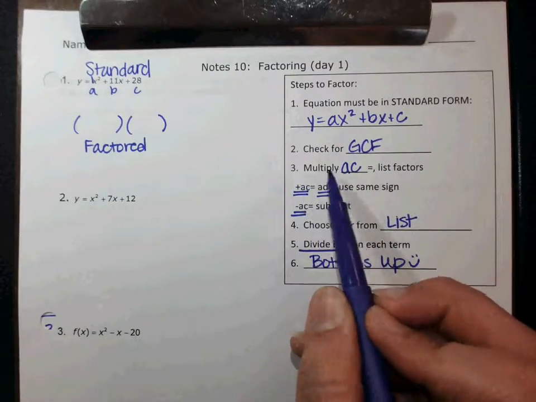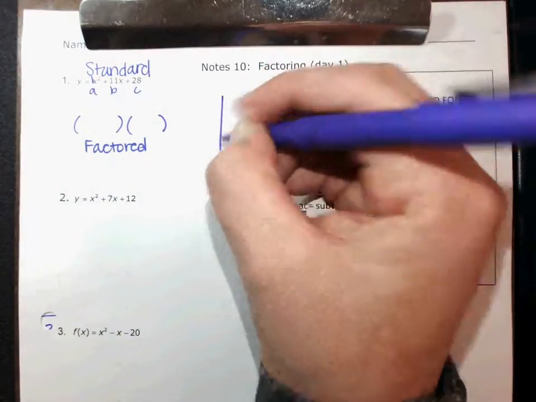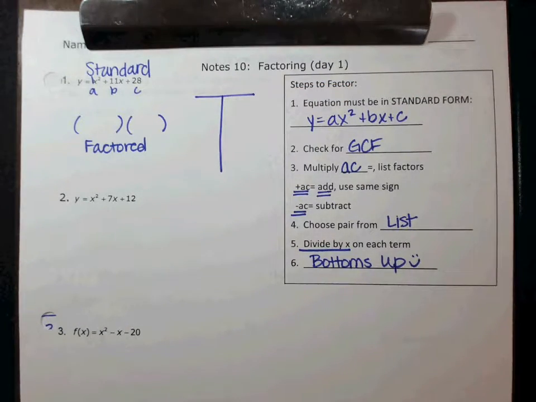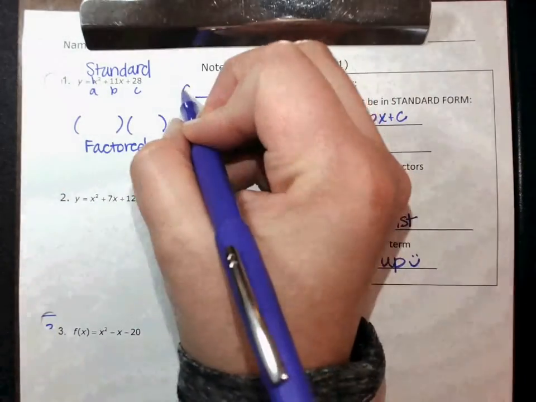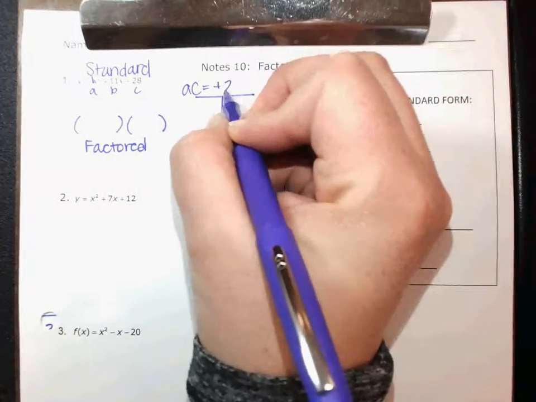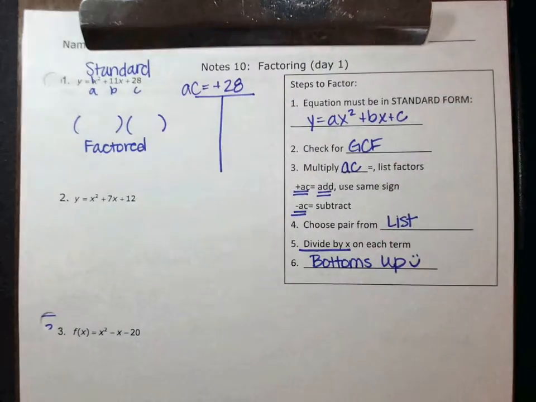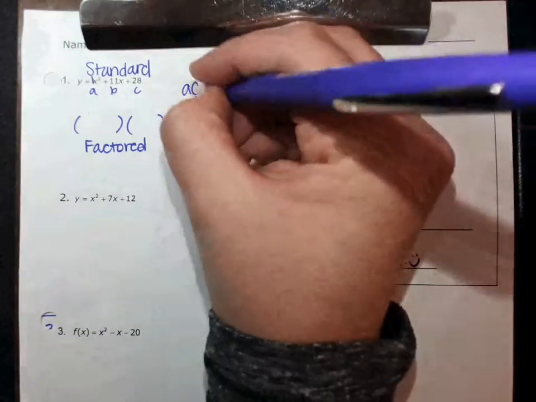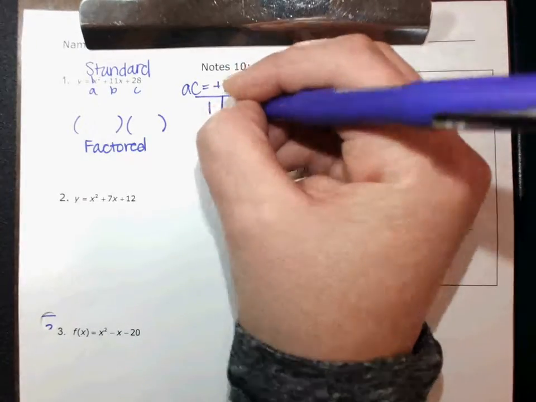You're going to multiply A and C together and put it at the top of your chart. A is a 1, C is a 28. When I multiply those together, what do I get? 28. So 1 times 28 is 28. Now we want to list all possible factors that can multiply to 28. To make sure that we don't miss any, we're going to start with 1. So 1 times what? Next go to 2.